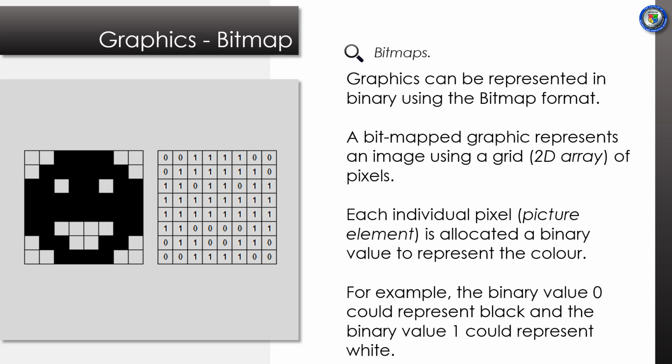With coloured graphics this changes slightly. Normally for a photograph we would allocate 24 bits per pixel. This is called true colour. This will allow us to represent over 16 million colours and shades of grey per pixel. This is known as the bit depth of the pixel.